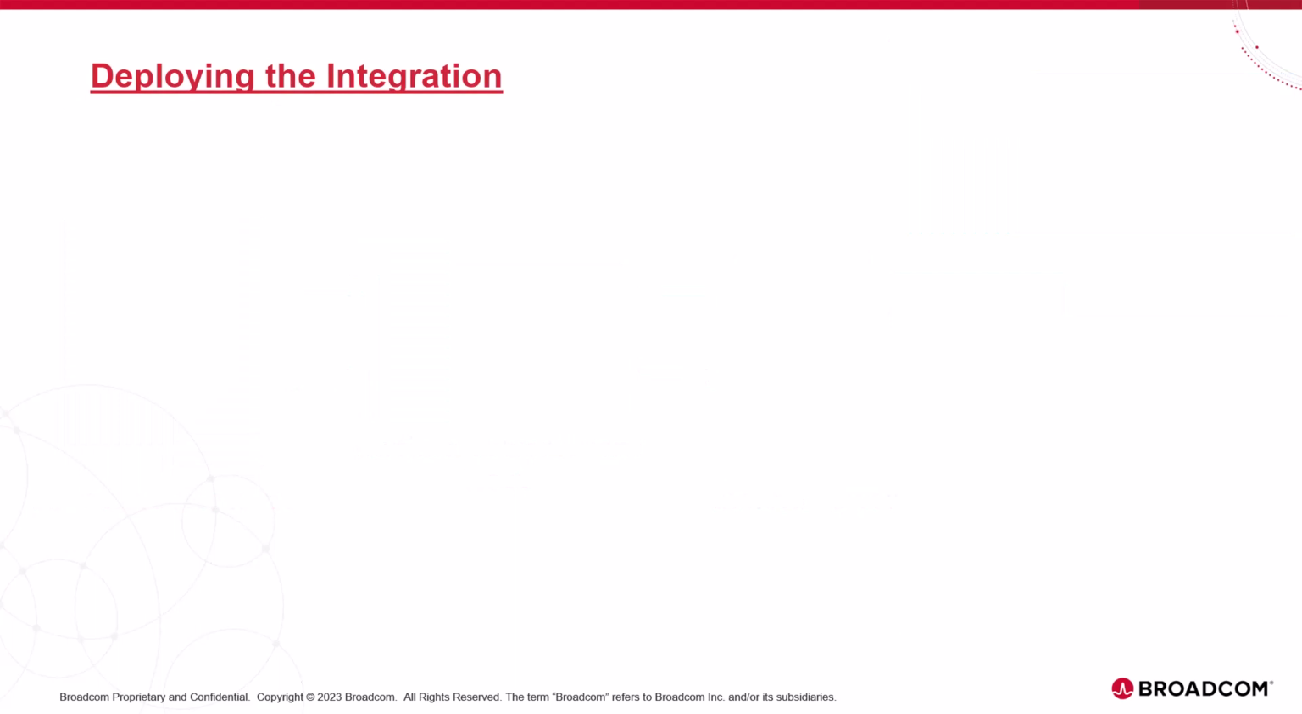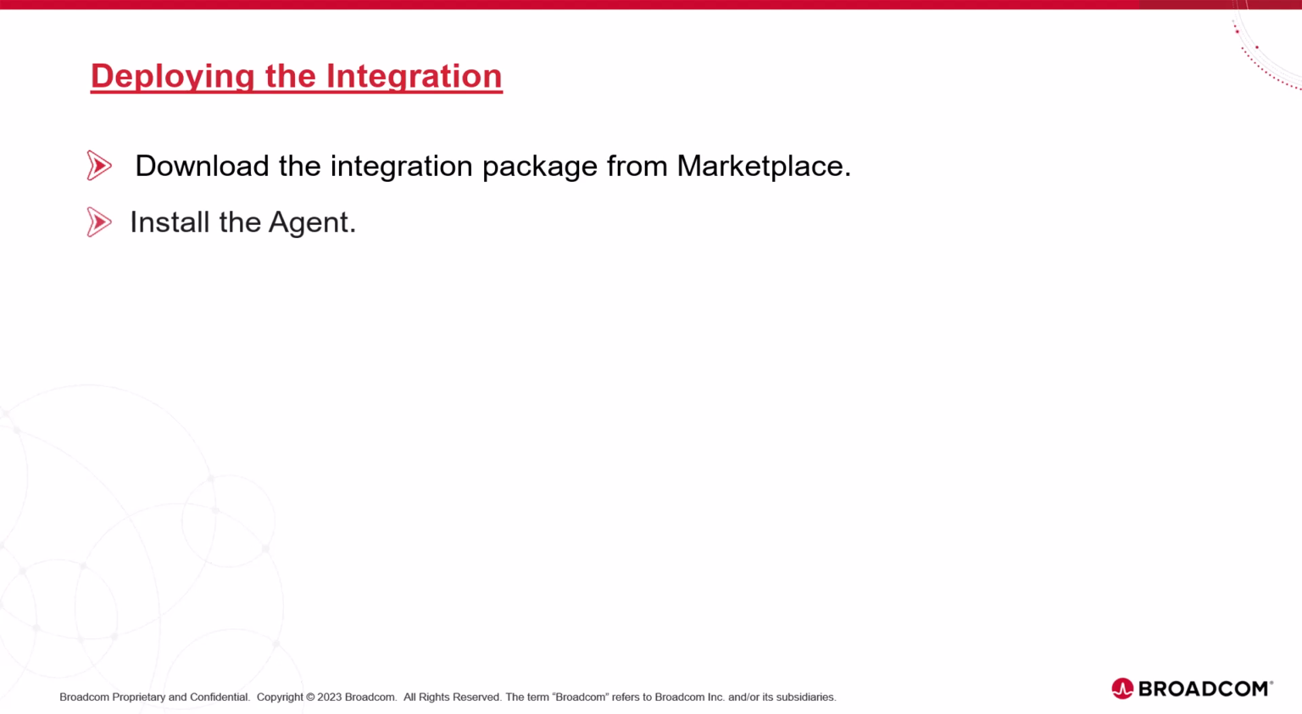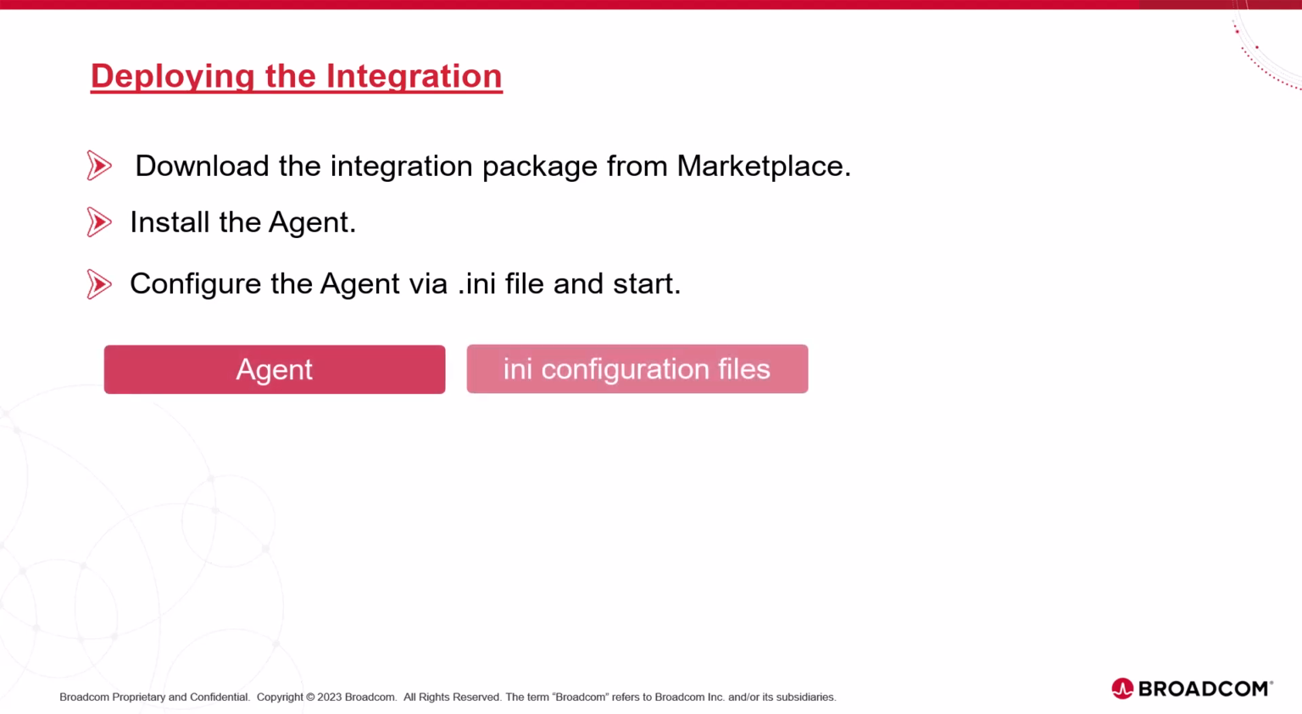The procedure to deploy the Ansible Tower integration is as follows. First, we download the integration package from Marketplace. This package contains all the necessary elements. We unzip this package, which produces a directory containing the agent, the ini configuration files, and several other items like the start command. We use the appropriate ini file for our specific platform.